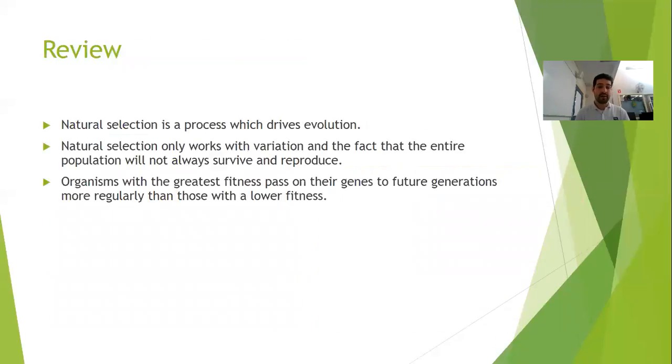So in review, natural selection is a process which drives evolution, and it only works when we have variation and the fact that we can't all survive and reproduce. There's got to be some traits that have high fitness that we select for. Those with the high fitness pass on their genes to future generations more regularly than those with the lower fitness. So natural selection is a really important driver of evolution, and I hope this video helped you guys get your head around it.